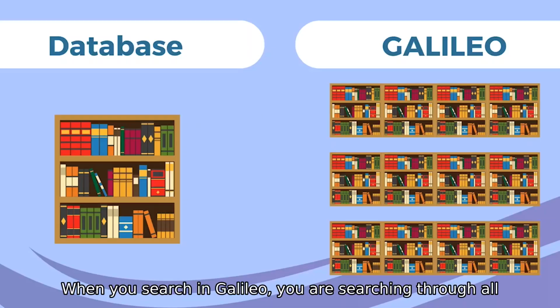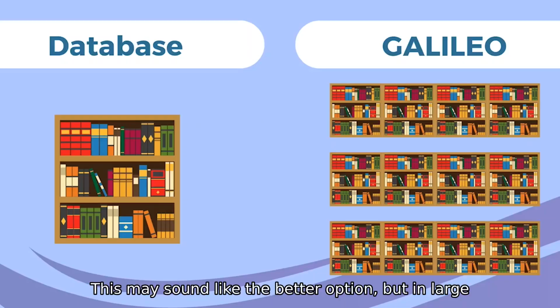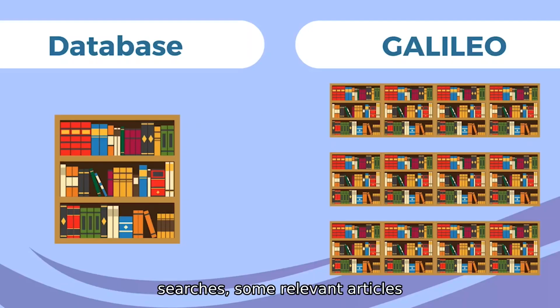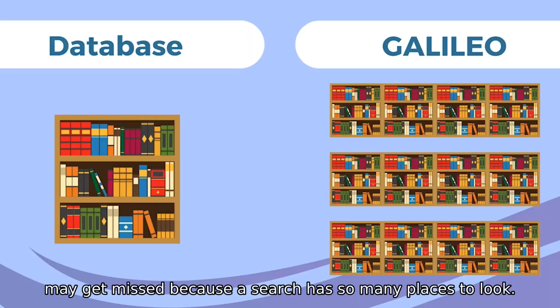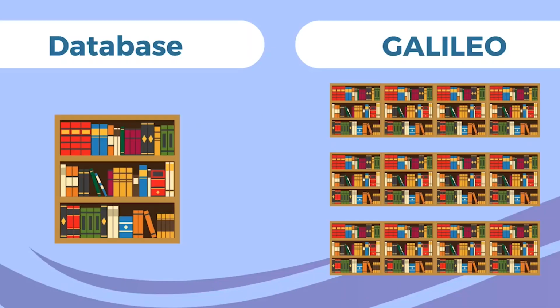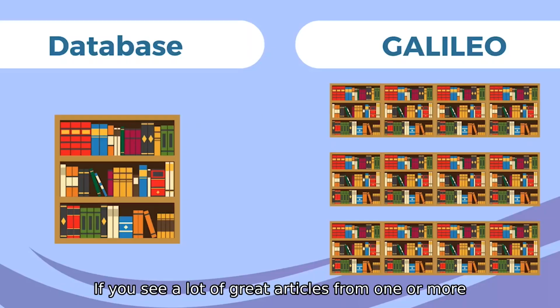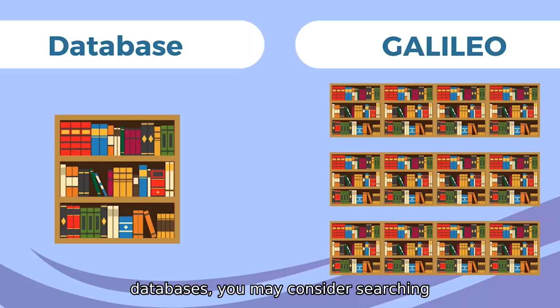When you search in Galileo, you're searching through all of our available databases. This may sound like the better option, but in large searches, some relevant articles may get missed because the search has so many places to look. It's important to keep this in mind when searching. In a Galileo search, each listing tells you what database it came from. If you see a lot of great articles from one or more databases, you may consider searching there for other articles.